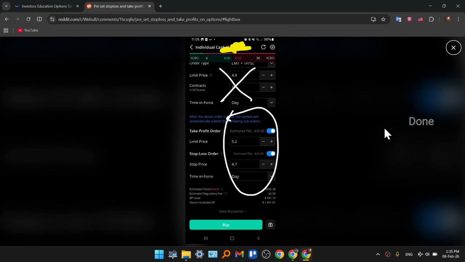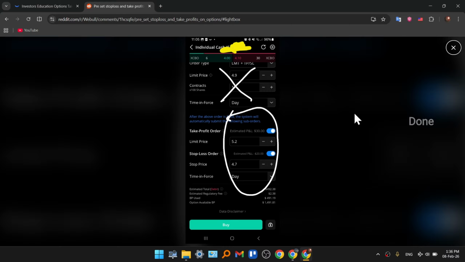Okay, now the take profit. You can now set a limit sell order above your buy price. So this is the setting, take profit order. Select the estimated and then choose limit price. This automatically sells your shares when the price reaches your target profit.